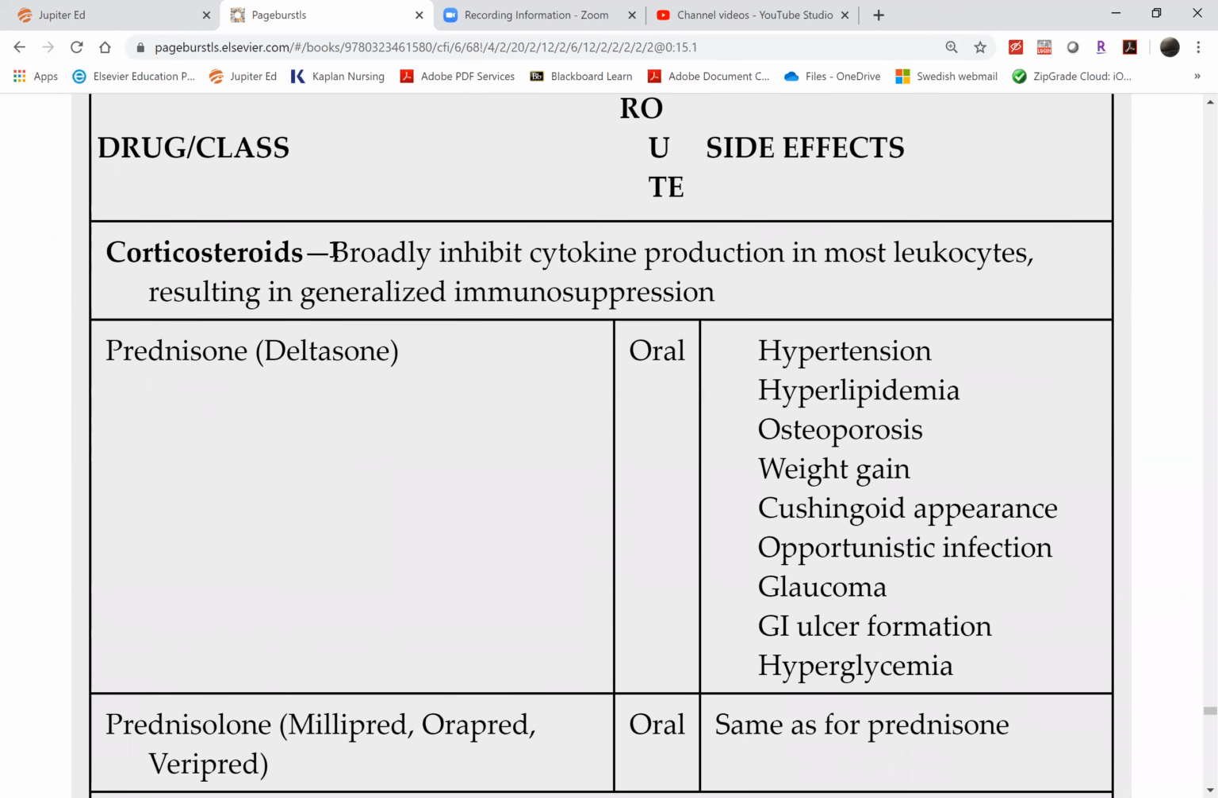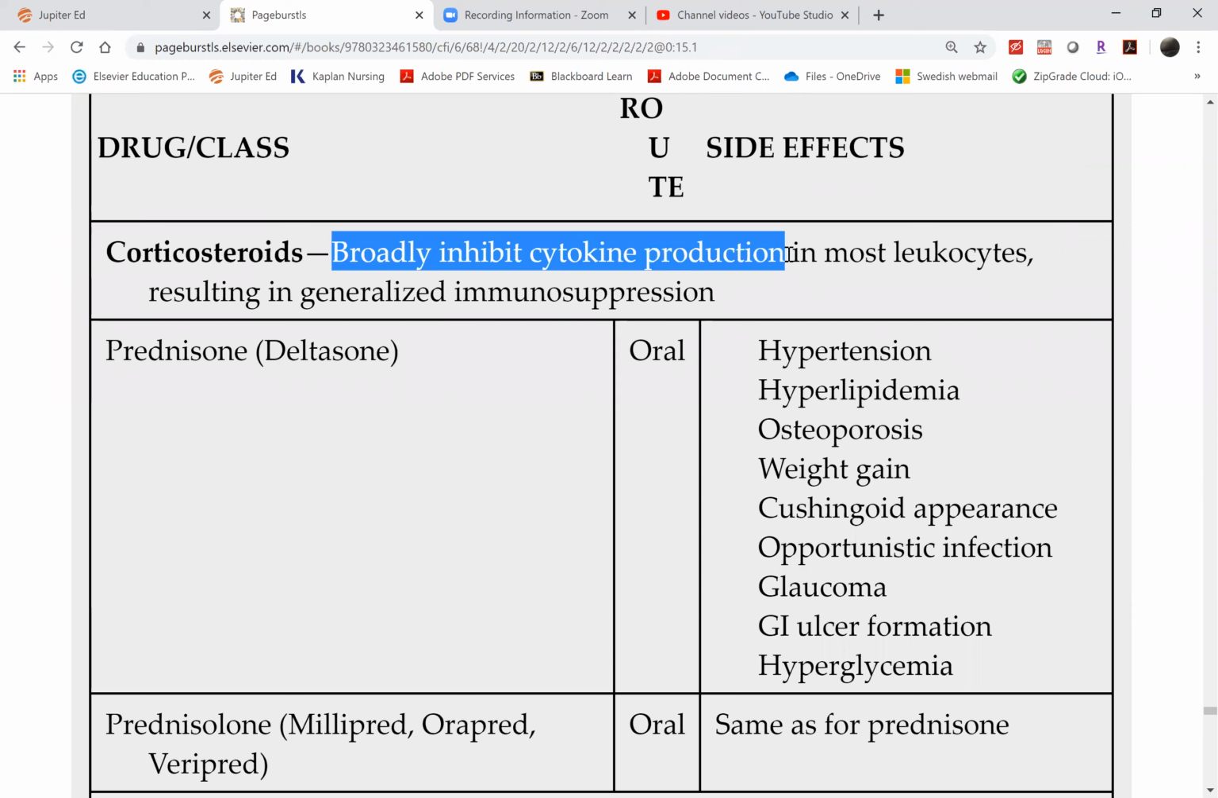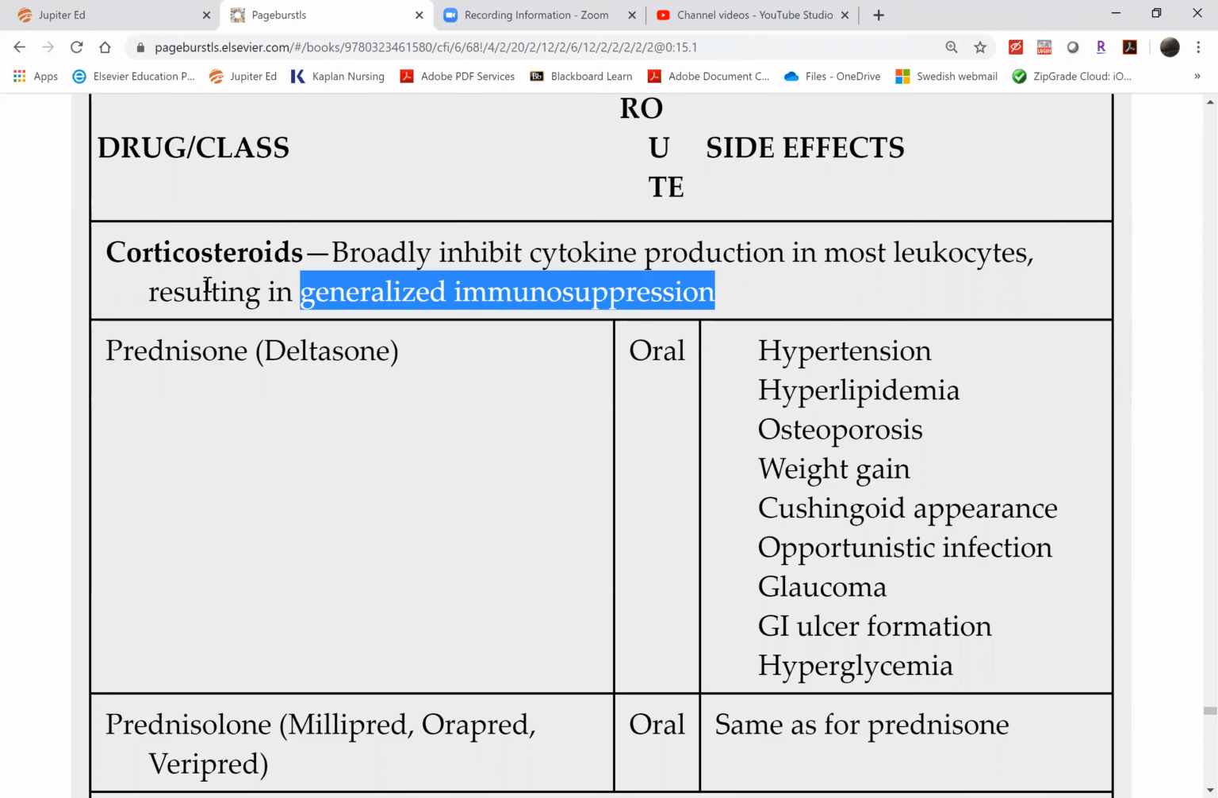So corticosteroids broadly inhibit cytokine production. And you know what those cytokines are, right? They are interleukins 1, 2, 6, and TNF. Since they broadly inhibit cytokine production, does it say specifically which cytokine it is? No. They inhibit all of them, resulting in generalized immunosuppression. However, since this is a corticosteroid, a stress hormone, what will happen to the patient? Because how long are they taking this? Only a couple months, a couple weeks?